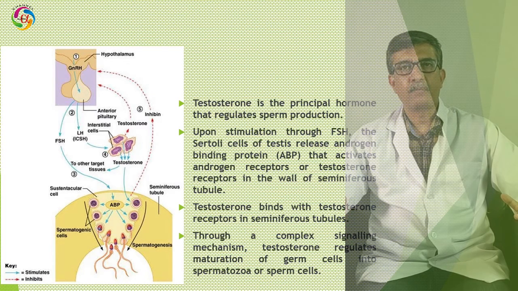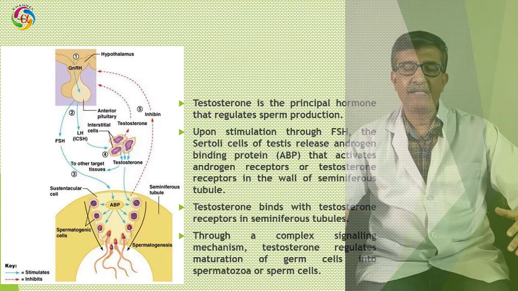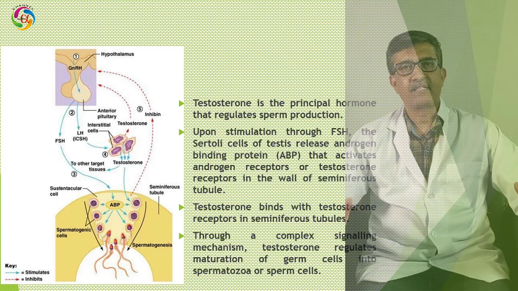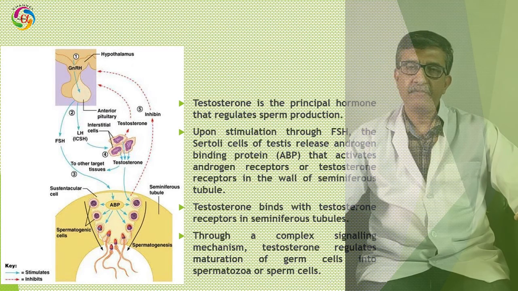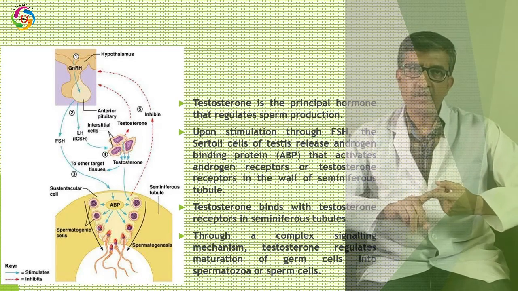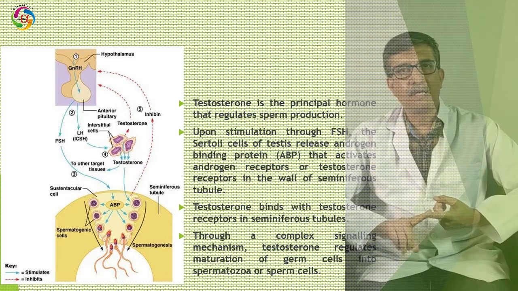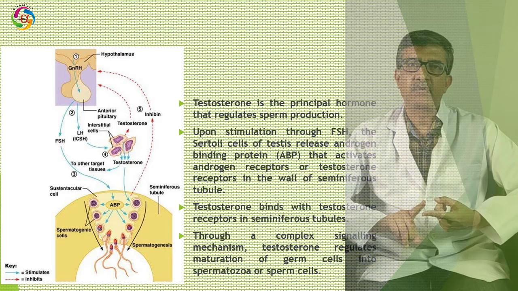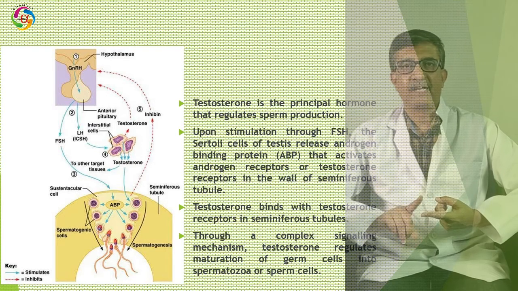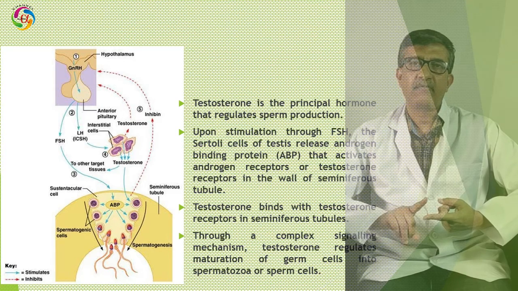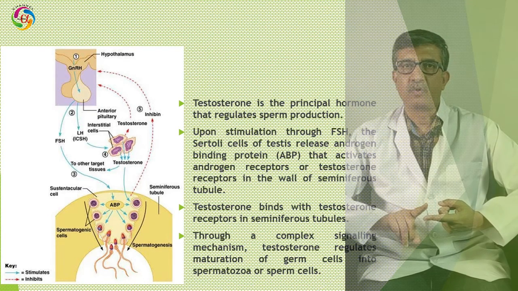This androgen binding protein diffuses from the Sertoli cells into the seminiferous tubule, and in the wall of the seminiferous tubule, it activates the testosterone receptors. So the testosterone receptors are present in the wall of the seminiferous tubule, which is stimulated by androgen binding protein, and this androgen binding protein is produced by the action of FSH on the Sertoli cells.